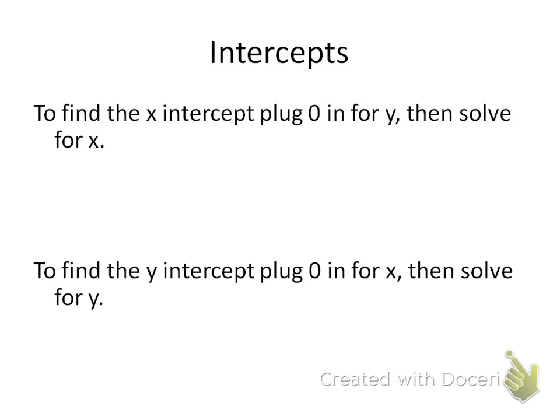All right, next thing we're going to look at before we start graphing is the x and y intercepts. So if it tells you to graph using x and y intercepts, you have to find both. The way we find the x-intercept is we plug 0 in for y, then we solve for the x. For the y-intercept, we just do the opposite. We plug 0 in for x this time, then solve for y. So whatever intercept you're looking for, you replace the other variable with a 0.